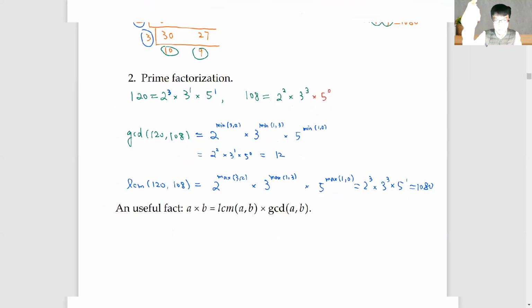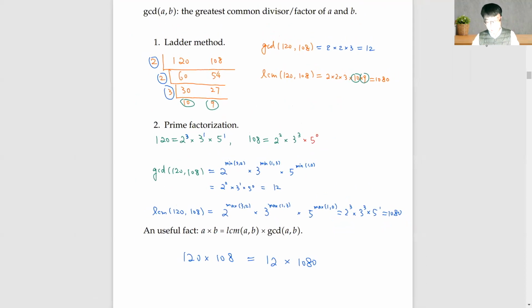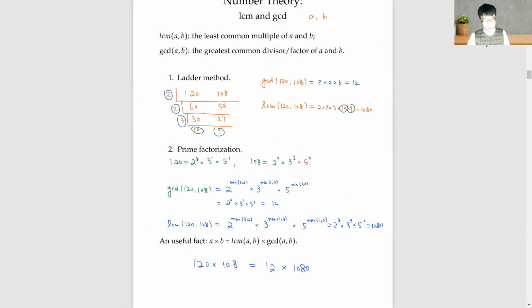So if we look at the above example, we have 120 times 108. It's easy to see that equals the GCD 12 times LCM 1080, right? And it's true for any pair of A and B. So these are typical ways to find GCD and LCM in AMC8. So next, let me show you some examples based on GCD and LCM.